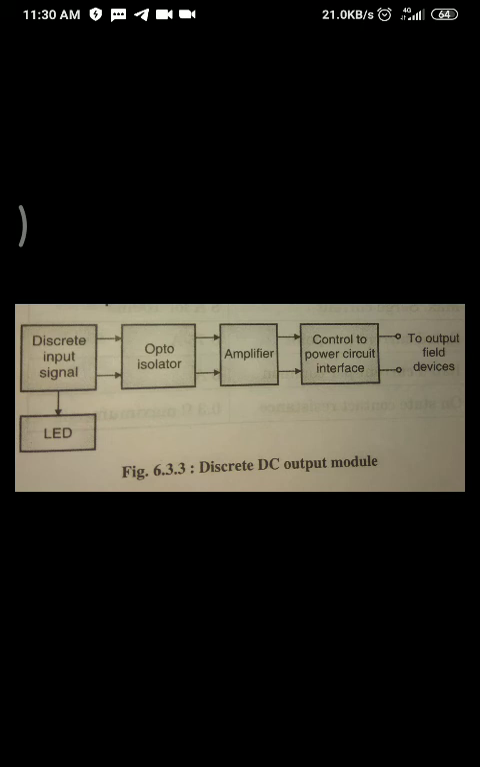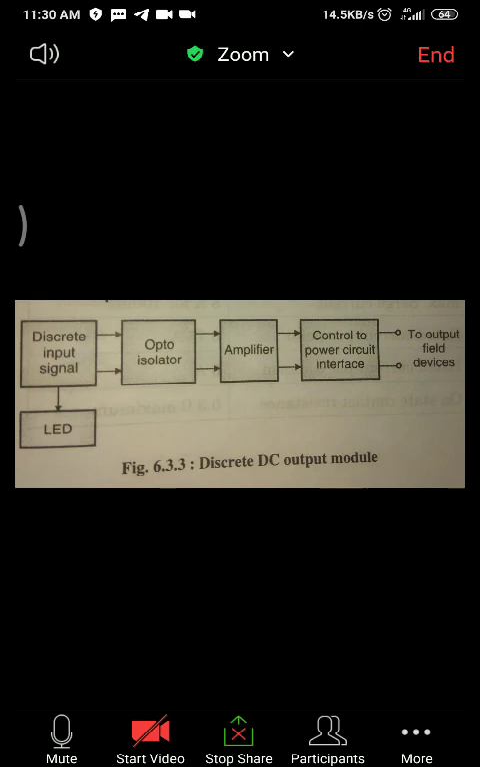So this module consists of some potential free contacts operated by the signals from CPU. Once these signals appear at the output terminal of the module, the indicating LEDs glow. Meaning whether it is on or off, it is indicated by the LED. Then these signals are again isolated from the output power circuit by optocoupler, amplified by the amplifier, and interfaced with the real world power circuit.